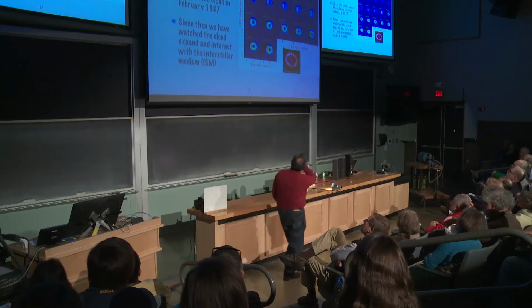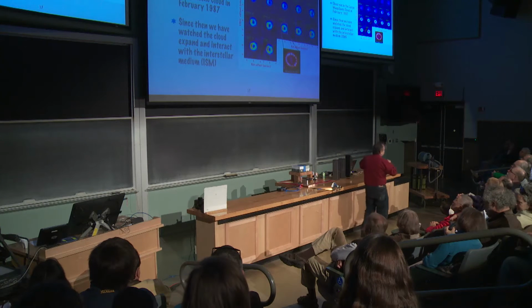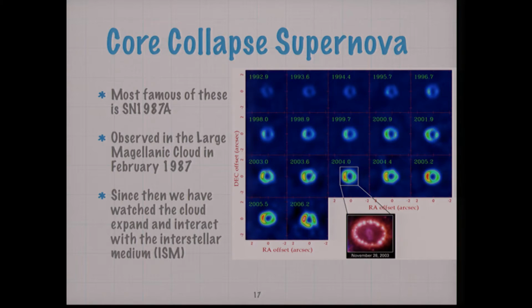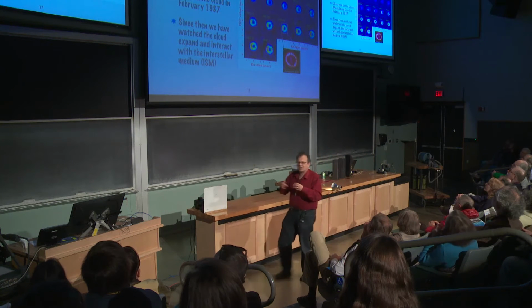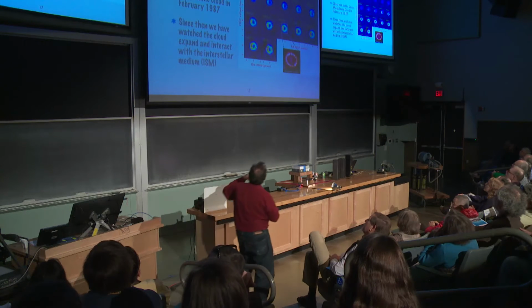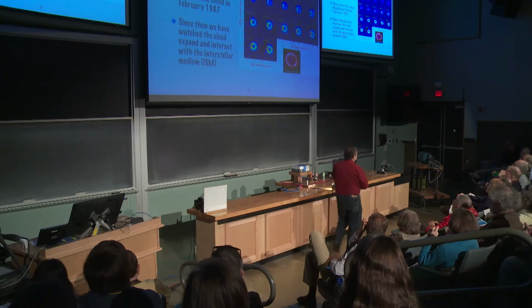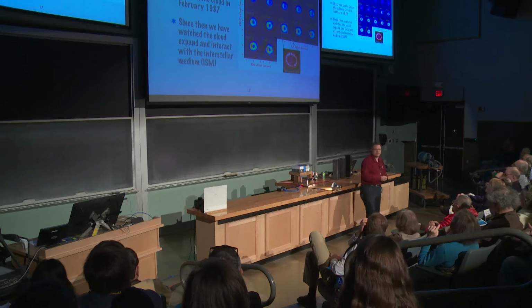Right? And the picture I have here is an X-ray image of that cloud. And you can see, it's about a 14-year sequence from 1992 to 2006. You can see it getting bigger, and you can see it interacting with the interstellar media. As it collides into other stuff, you see hot regions form. And that's what's happening down at the end. It's colliding into the interstellar media, and stuff is starting to happen.